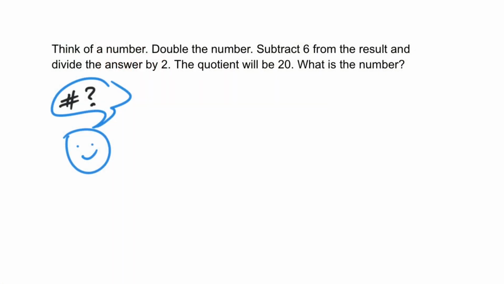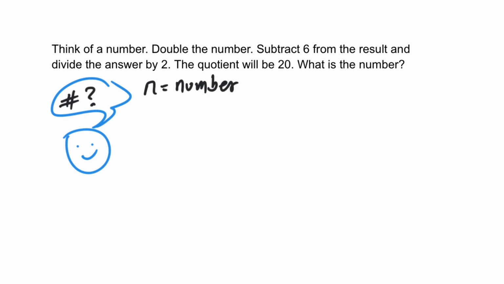Okay, what do we have here? Think of a number. Well, we have a mystery number then. Double the number, then subtract 6 from the result, and divide the answer by 2. The quotient will be 20. What is the number? All right, so yes, we have a mystery number. Let's be very creative and call our number n. All right, n will be our number.